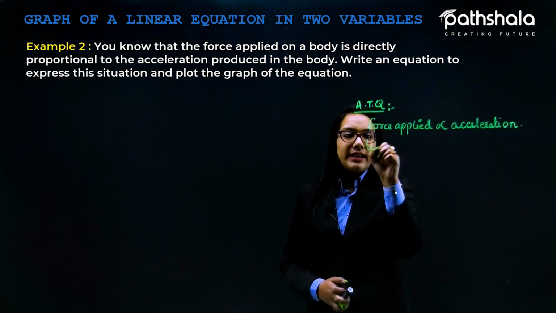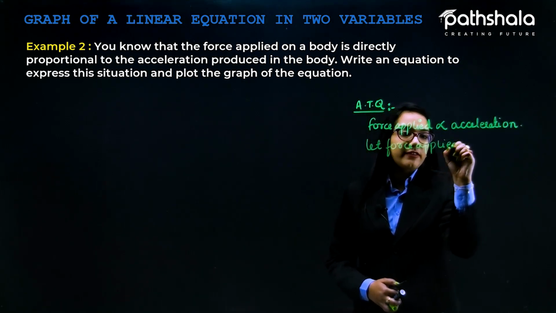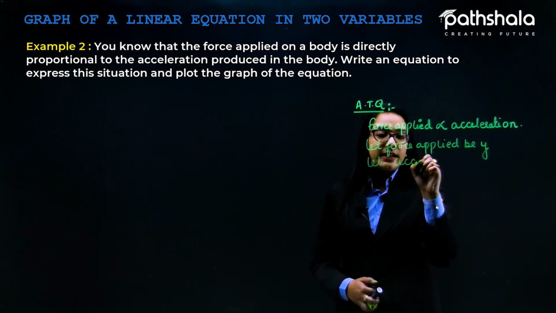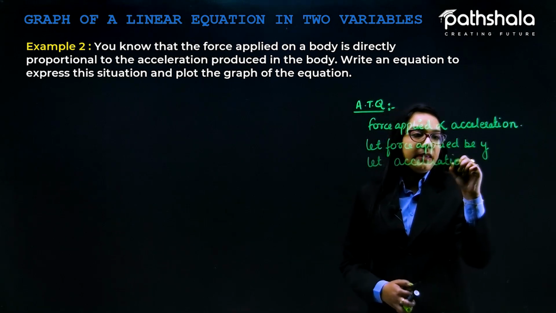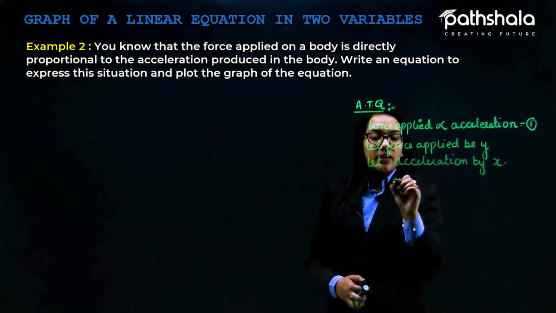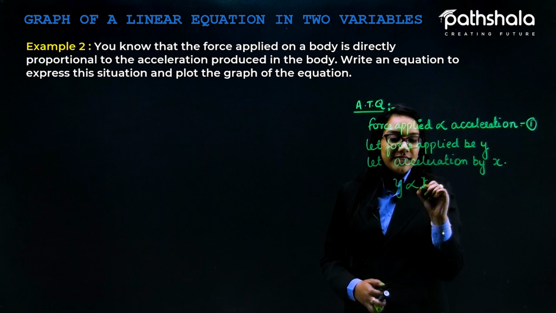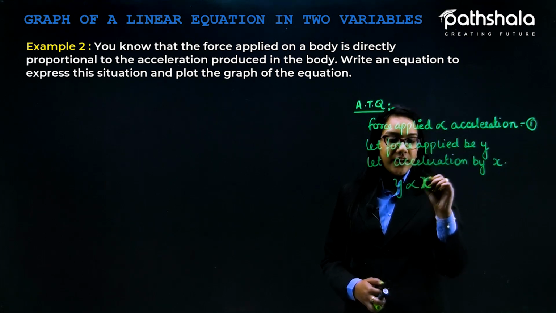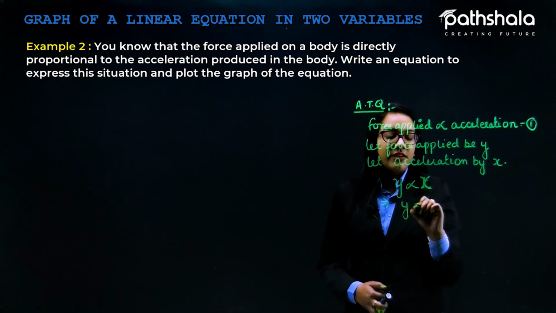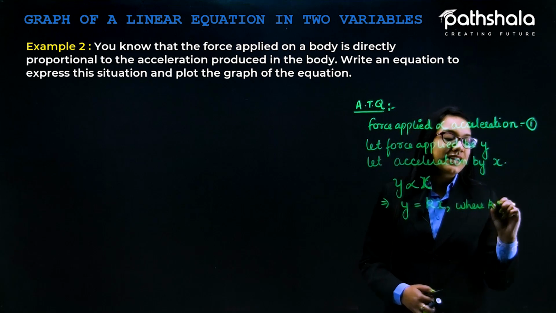So let us suppose the force applied is y, and let the acceleration be x. So according to the equation number 1, we can represent it as y is directly proportional to x. We can write it in this particular form. Moreover, if y is directly proportional to x, then we can write it as y is equal to k into x, where k is any constant.